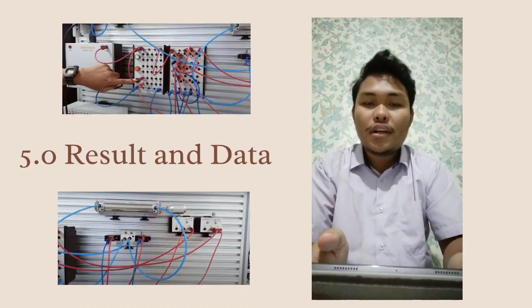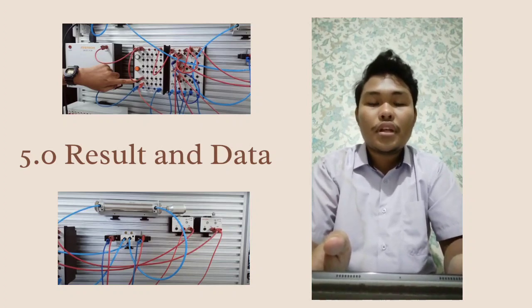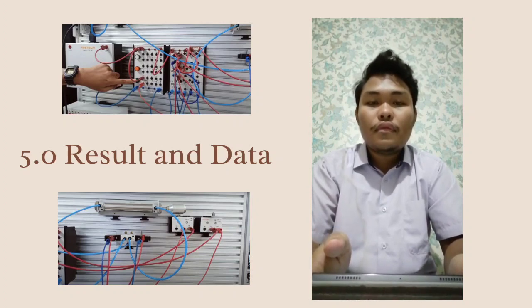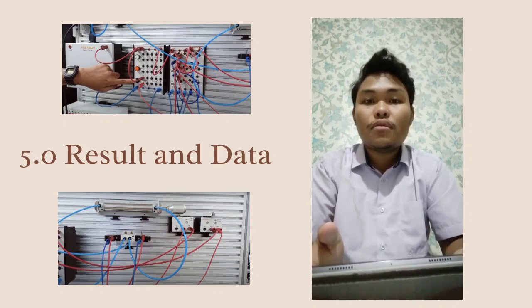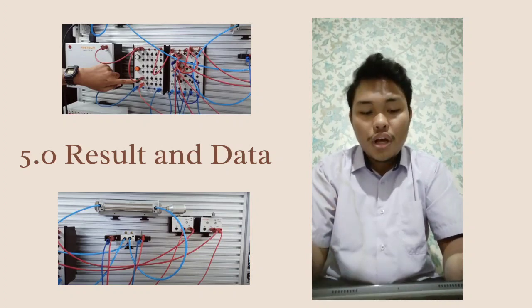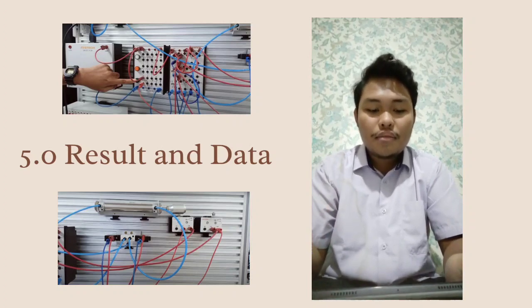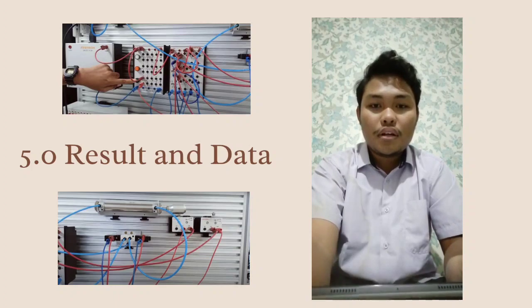5.0 is results and data. From my observation, at the first stage, cylinder A and cylinder B are at the A0 and B0 positions. After that we need to push the start button to extend the cylinder A to A1, and then the part is pushed by cylinder A and then transferred onto a chute by cylinder B for transfer to the processing station. And then the piston rod of cylinder B only retracts after confirmation that cylinder A has fully retracted. The cycle starts when the start button is pressed.